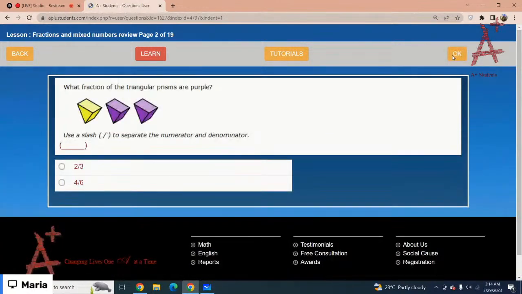What fraction of the triangle prisms are purple? So which is the correct option? 2 out of 3 are purple. Got it? The correct option is option number 1. 2 out of 3 are purple. That means the correct option is option number 1.